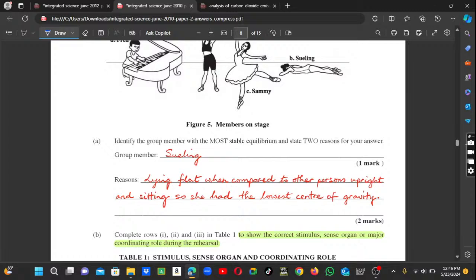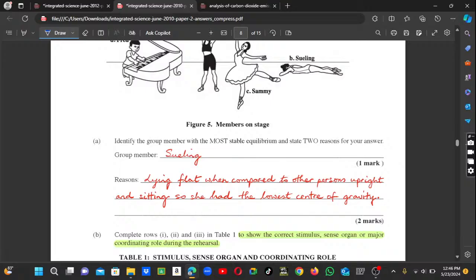If you have an object that is not moving, lying in one position, we are seeing that Squealing is not moving at all. She's lying in one position. So Squealing here would be the stable equilibrium.